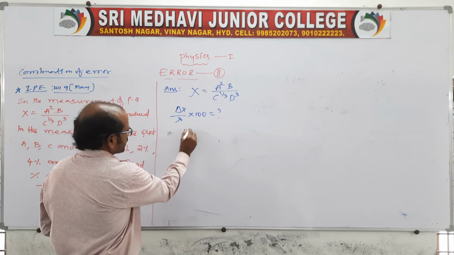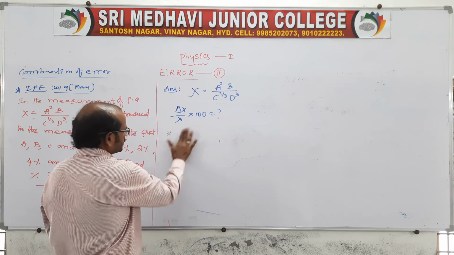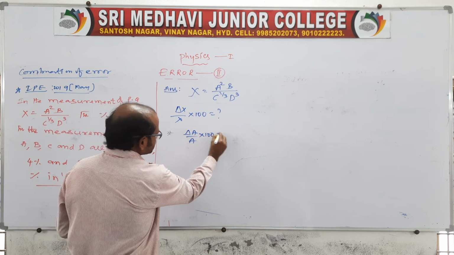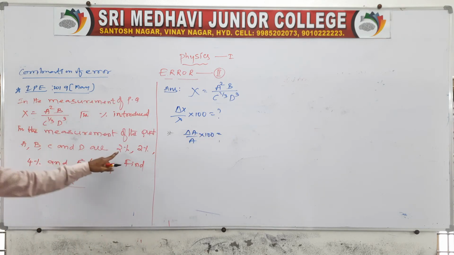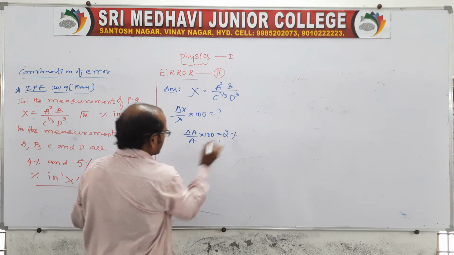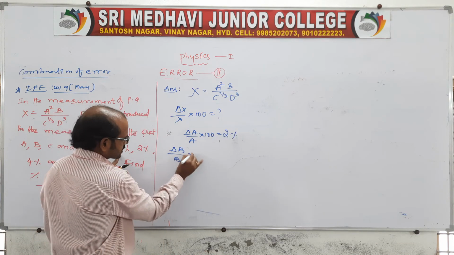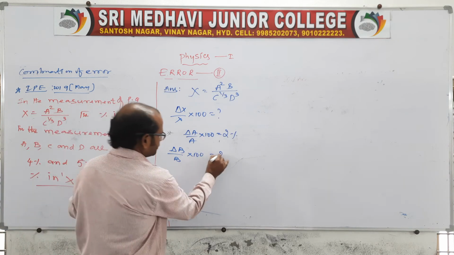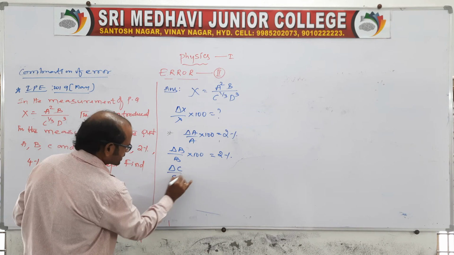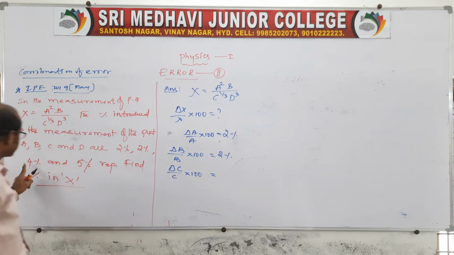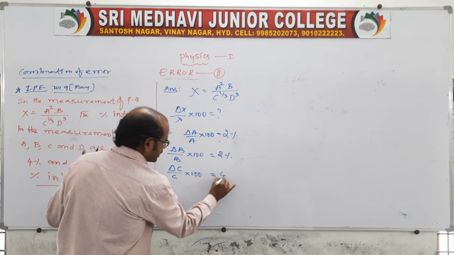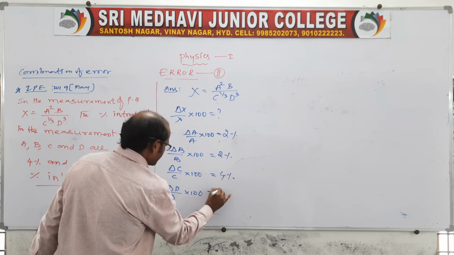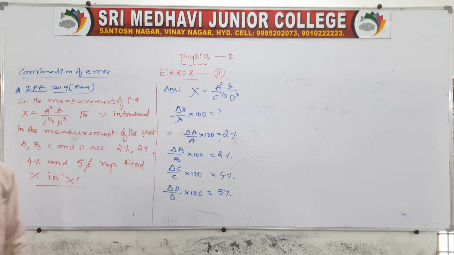Delta A by A into 100 is given as 2%. Delta B by B into 100 is given as 2% again. Delta C by C into 100 is given as 4%. Then the last one, delta D by D into 100, is given as 5%. This is the given information.